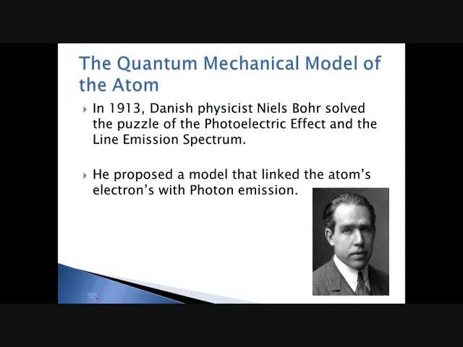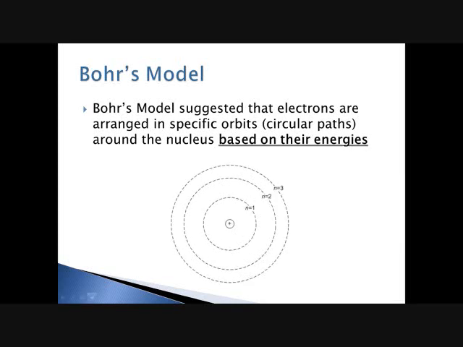In his model, he suggested that the electrons are arranged in specific orbits around the nucleus based on their energy. So you have this picture in your note packet. This is an example of hydrogen, where we know it's hydrogen because there's just one proton in the center. And he thought that the orbits, or the areas in which the electrons were, were circular, which we now know they're not necessarily circular. So this is not necessarily true, okay?